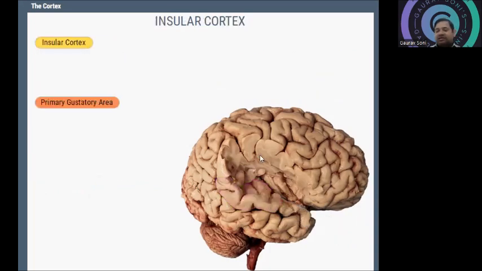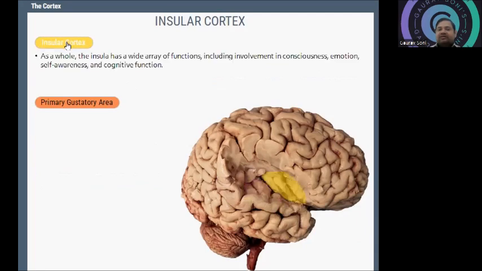Insular means hidden. The insular cortex as a whole, the insula, has a very wide array of functions, including involvement in consciousness, emotions, self-awareness, and cognitive functions. You can see all very important functions are involved here: consciousness, emotions, self-awareness, and cognitive function. This whole thing is in the insula.